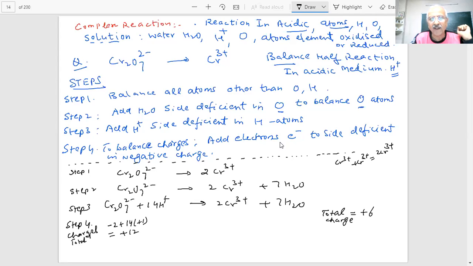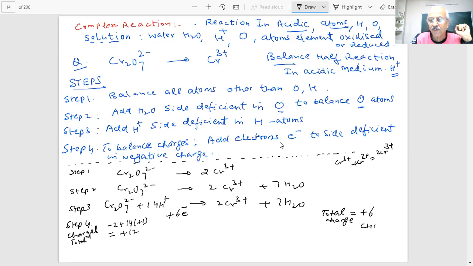Which side and how many electrons are to be added? You will add 6 electrons on the right side. If I add 6 electrons, then what will happen? Plus 6 and minus 6, 0. Oh no, wait. You will add 6 electrons on the left side. Left side, plus 6 electrons.